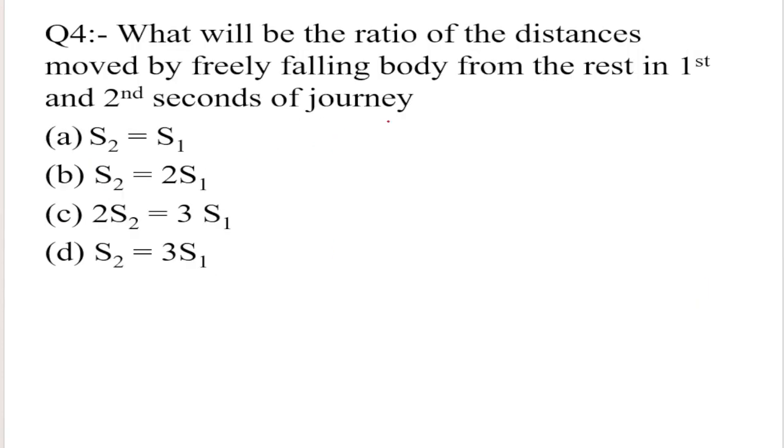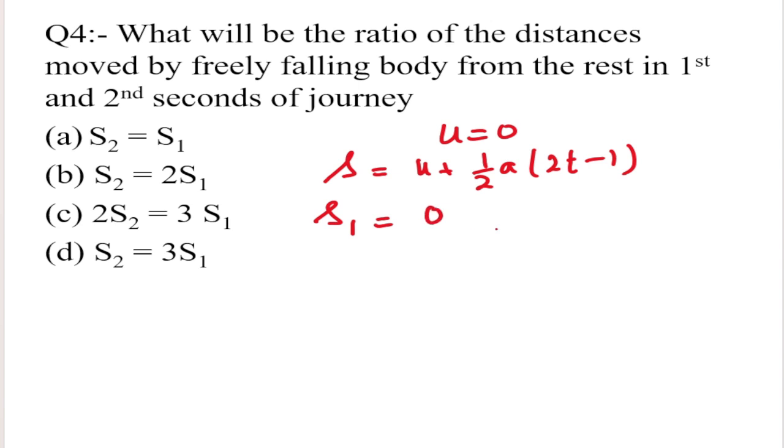Now question number 4. What will be the ratio of distance moved by freely falling body from the rest? Means initial velocity 0 in first and second. Distance, now we use the formula distance in nth second: U plus half A into 2t minus 1. Now distance in 1 second. In place of U we put 0 plus half into G into 2 into 1 minus 1. And this 2 minus 1 is 1. So answer is G by 2 first equation.